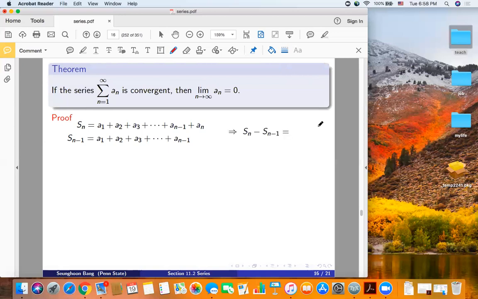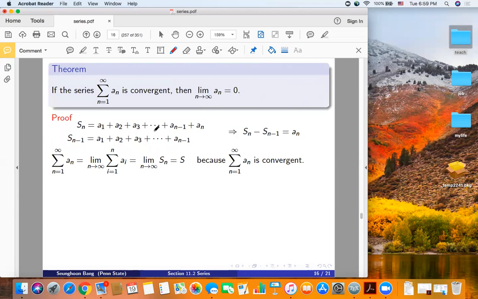Next, subtract. So what happens when you subtract this one? Cancelled, cancelled, cancelled, cancelled. The remaining term is just an. So we have it like this. Here, the summation of an is the limit of the partial sums. This is the definition: the limit of Sn.